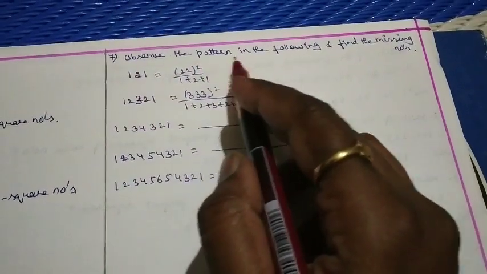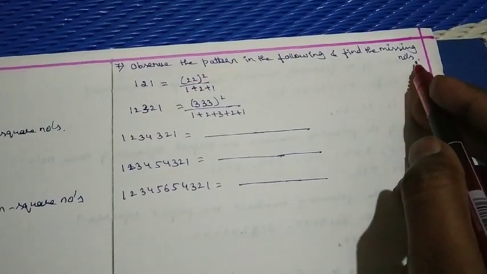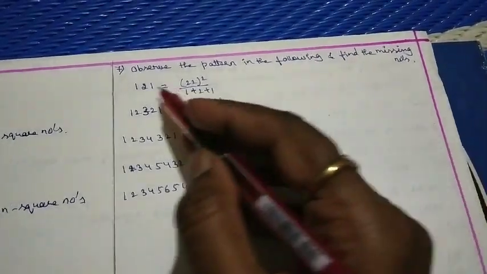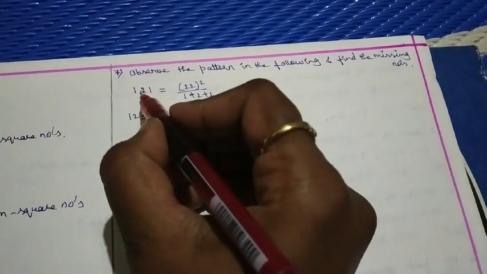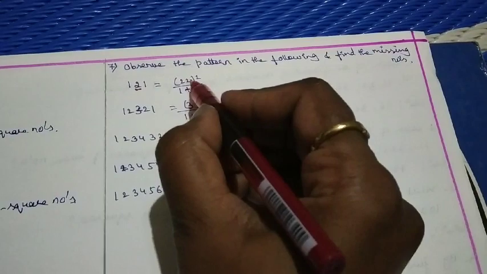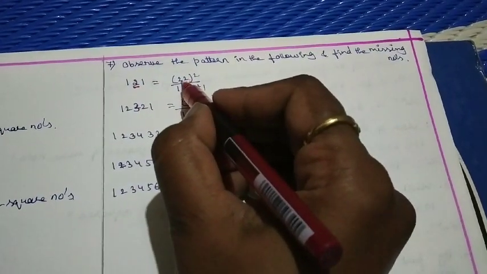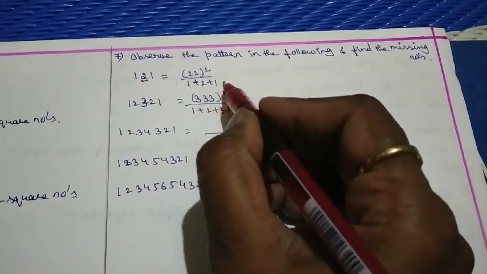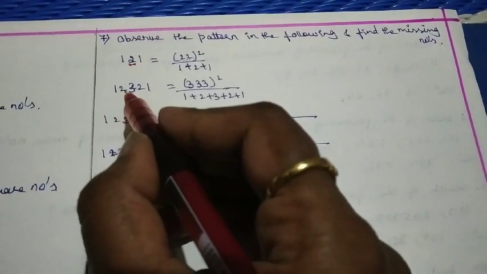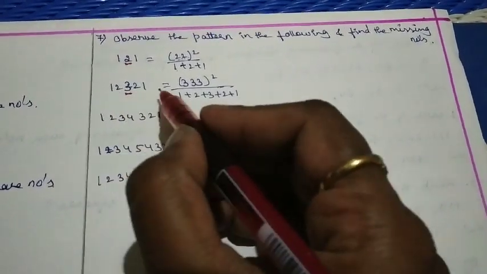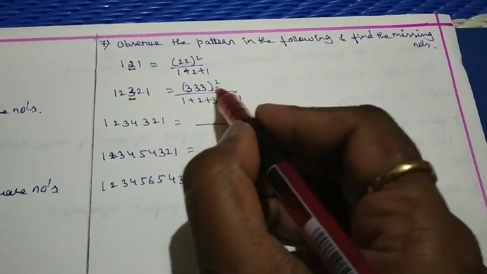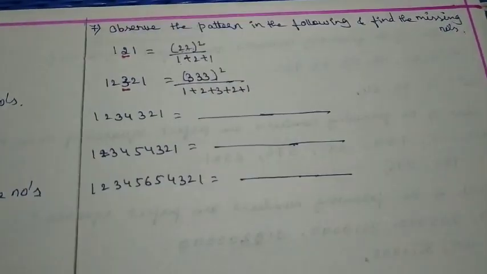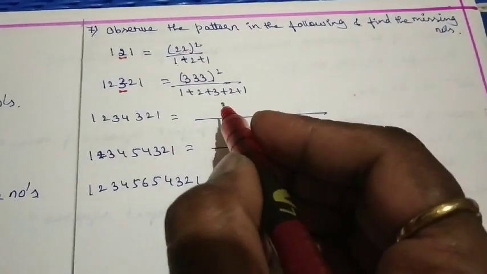Seventh main. Observe the pattern in the following and find the missing numbers. We need to observe these two patterns and fill in the remaining blanks. So 121: here the blank is given for 2. Therefore 2 is repeating 2 times, that is 22 square, and down we have the addition of all these numbers, that is 1 plus 2 plus 1. Similarly, in the next one, 1, 2, 3, 2, 1 and the blank is given for 3 here. So 3 is repeating 3 times, and it's a square, and down you can see the addition of numbers, that is 1 plus 2 plus 3 plus 2 plus 1.